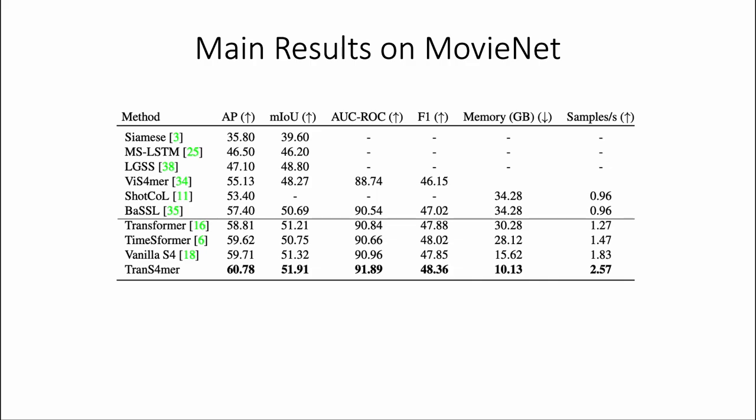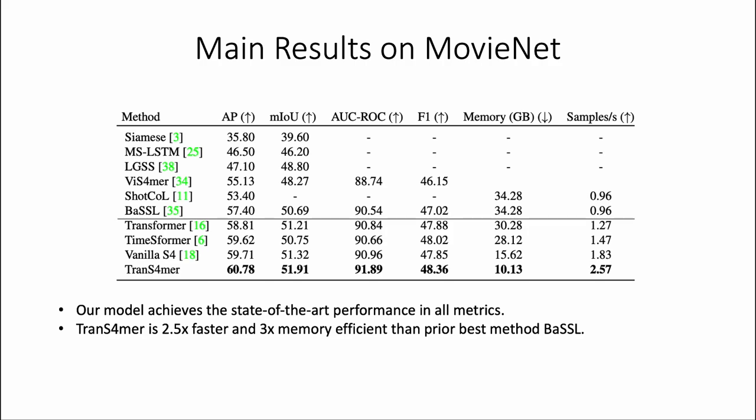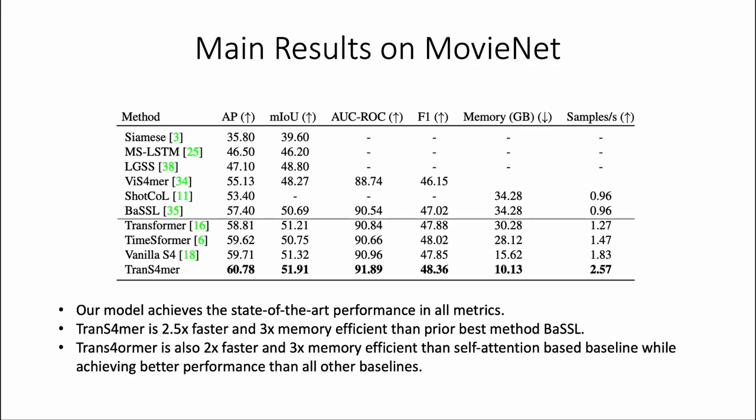Here we show the main results on the MovieNet dataset. We can see that our model achieves state-of-the-art performance in all metrics. Our model is also 2.5 times faster and 3 times more memory efficient than the prior method BASSL. Moreover, it is 2 times faster and 3 times more memory efficient than the self-attention based baseline while achieving better performance than all other baselines.